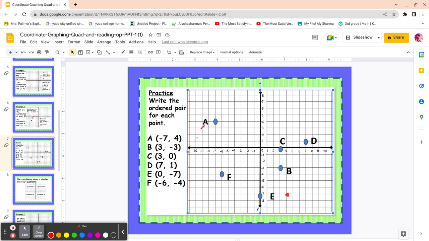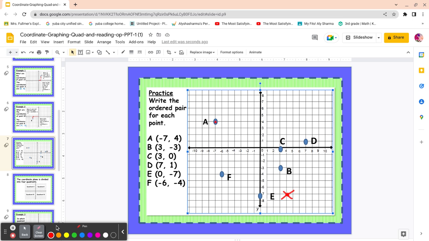Actually, no, I'm sorry. That was wrong. Okay, -7, 4 would actually be here. It's going to be A, because this is a 4 and the -7 is here. They're both going to intersect at this point. This was wrong, I'm sorry.